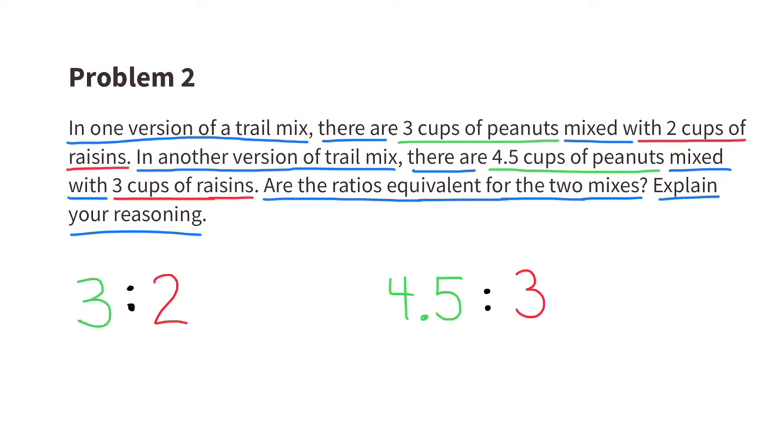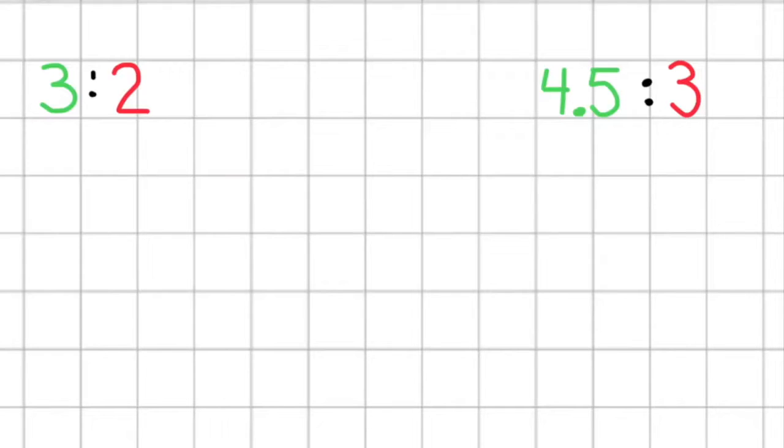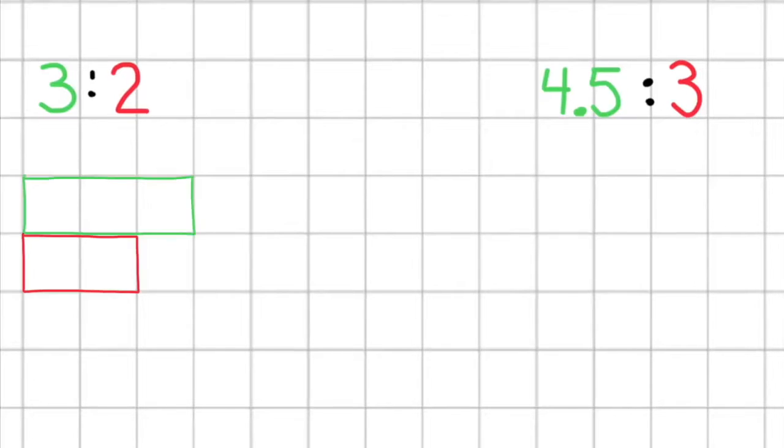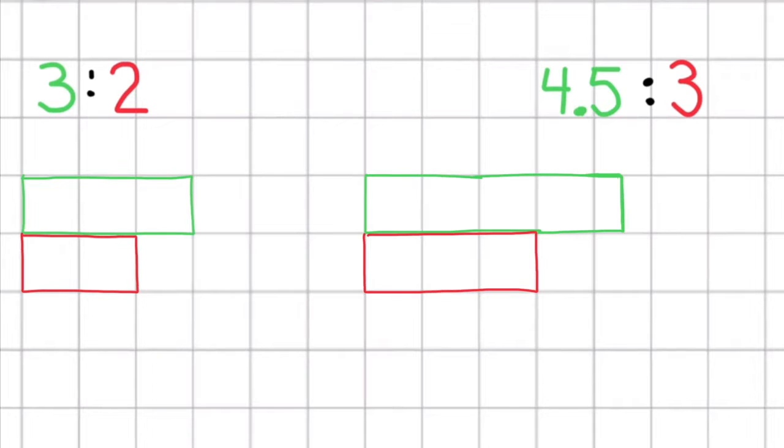One version of the trail mix has a 3 to 2 ratio, and the other version has a 4 5/10 to 3 ratio. 4 5/10 is the same as 4 1/2, so we could call that a 4 1/2 to 3 ratio. I'm going to illustrate what a 3 to 2 ratio and a 4 5/10 to 3 ratio would look like. The green represents 3 units, and the 2 represents 2 units. On the left, that's a 3 to 2 ratio. On the right, we have a 4 5/10 to 3 ratio.